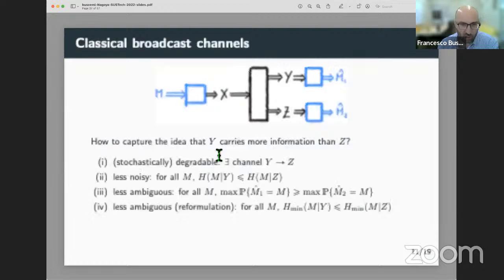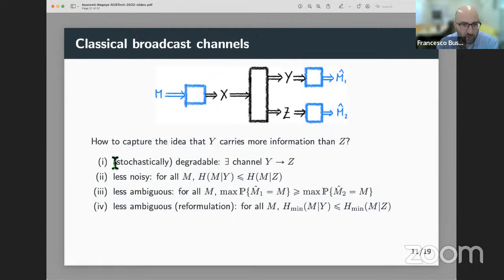Okay, so there are various notions here. Of course, there is the notion of being stochastically degradable, which means that there exists a further post-processing that is able to process Y into Z. So that essentially, if you have Y in your hands, you can simulate Z as well, and the correlations with X.